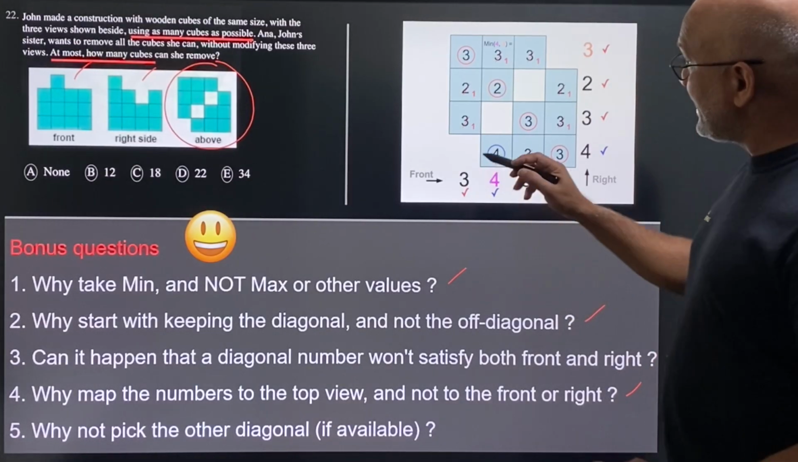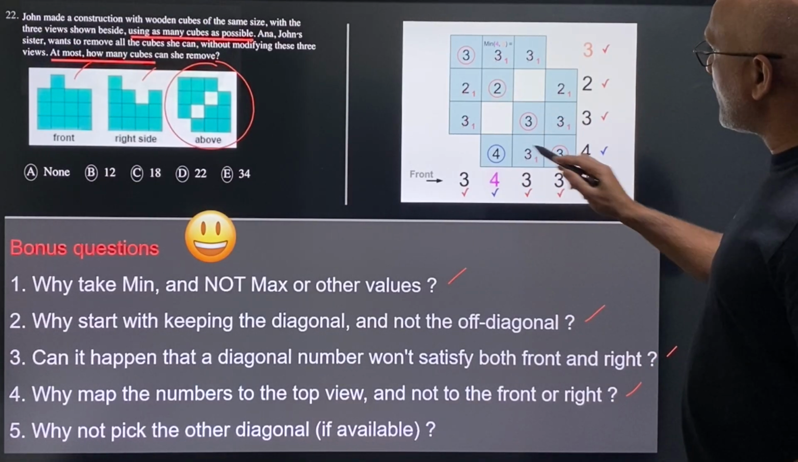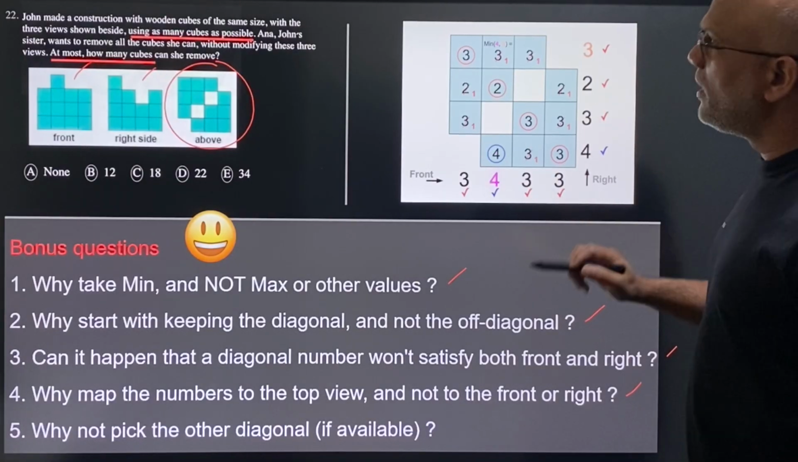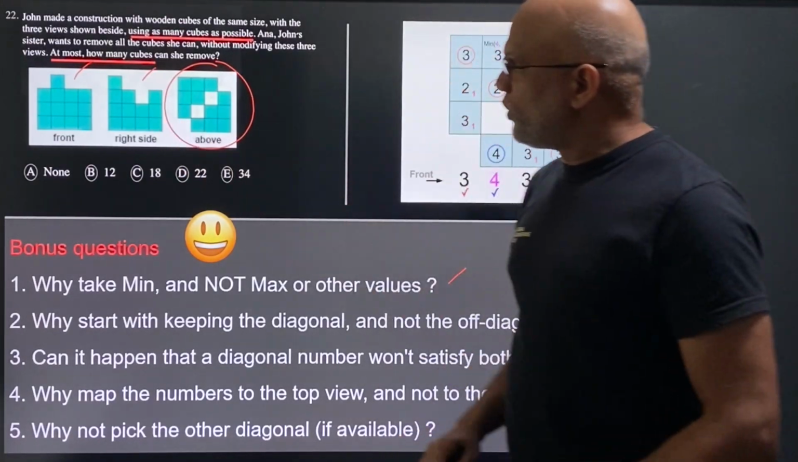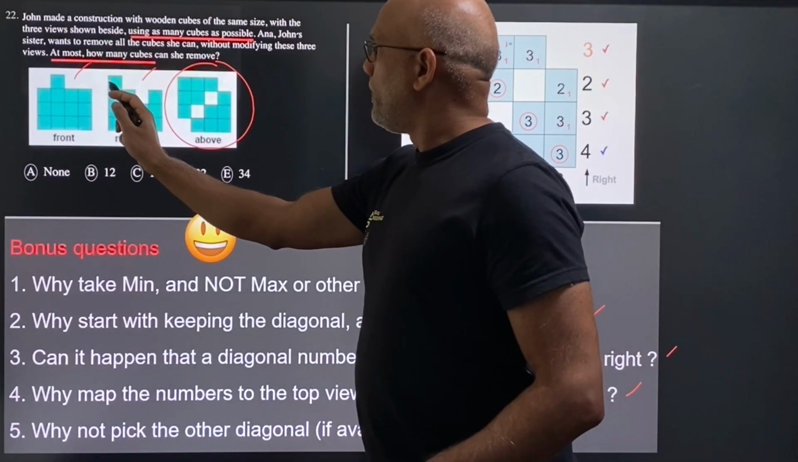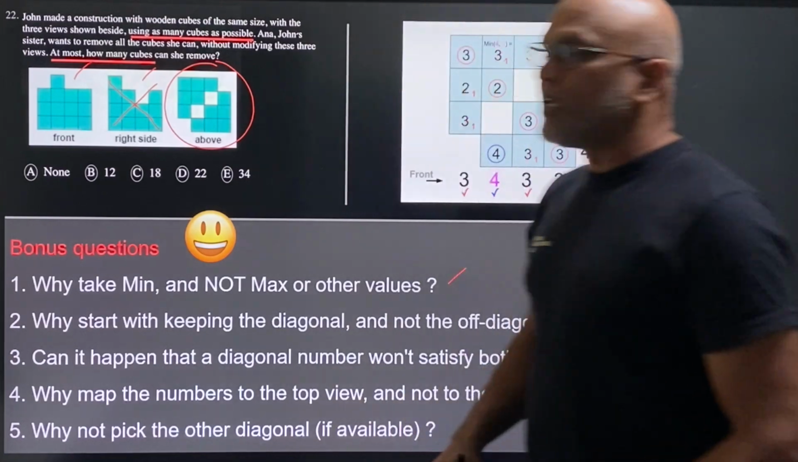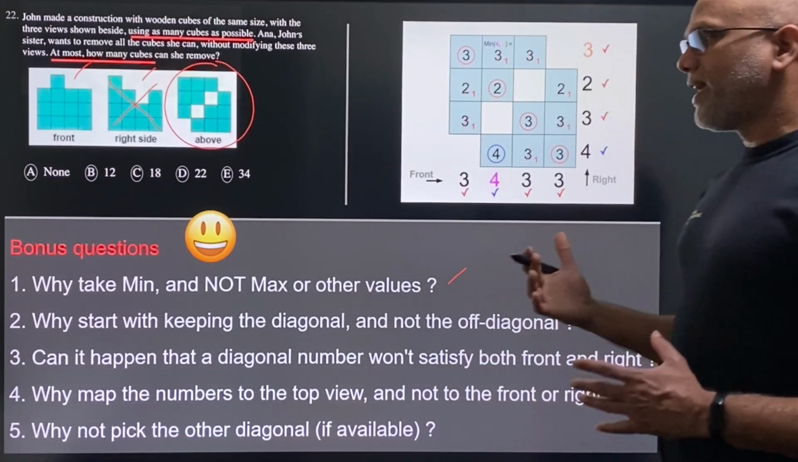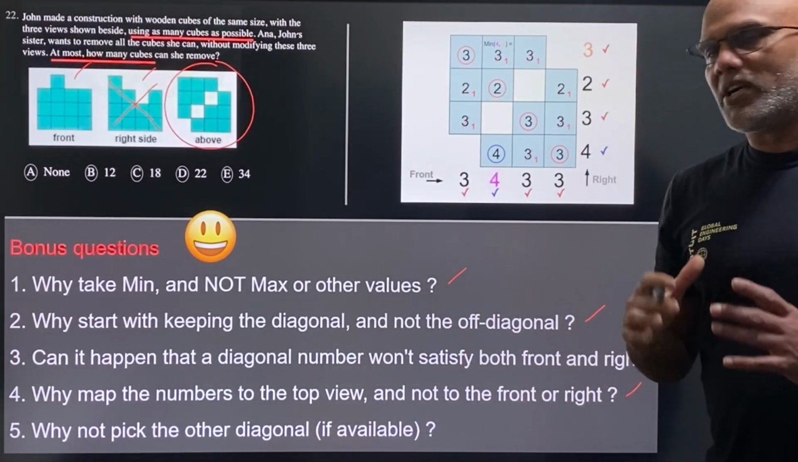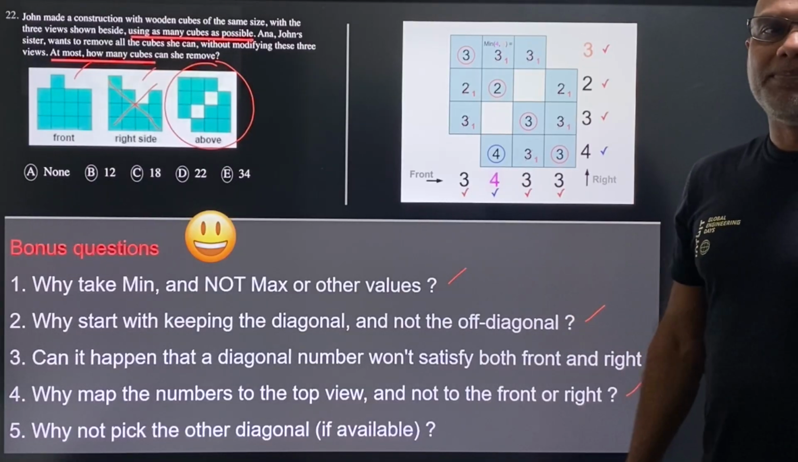Now, in this case, I picked this diagonal because there is nothing in this diagonal. But let's say we went with this view. So instead of picking this diagonal, could I have picked this diagonal instead? Let me know. And if you can't figure it out, give it some thought. If you can't figure it out, let me know. I'll help.